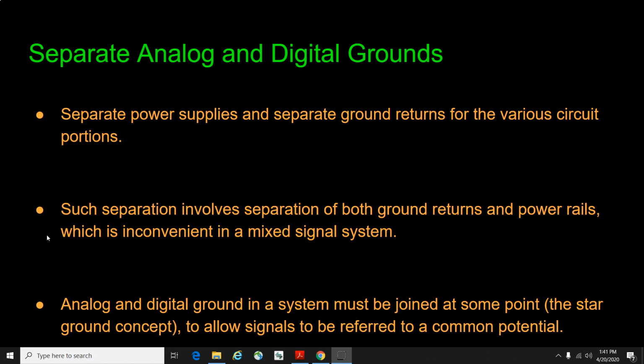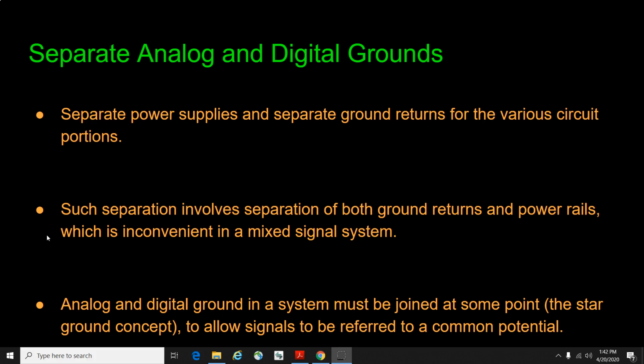So if you're working with mixed signals, which have analog and digital circuit portions in them, then you have to keep in mind that the analog circuit should be separate from the digital circuit, which means that you should have separate analog and digital supplies with separate analog and digital grounds, and those grounds should be joined together at the star point, and that way you can use it in your PCB.